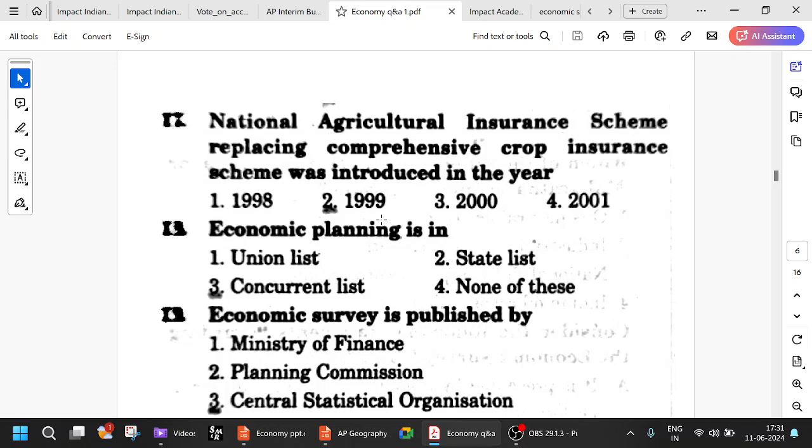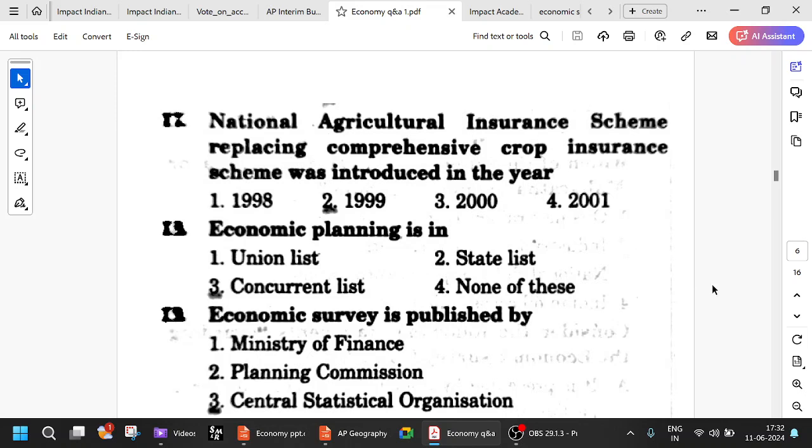In 2002, the Agriculture Insurance Company came and took over NAIS. Later, NAIS has been modified. The weather based crop insurance and all those things have been taken over by Fasal Bima Yojana. Launched in 2016, Fasal Bima Yojana is the central government's crop insurance scheme. So the National Agricultural Insurance Scheme and all these things have been replaced by Fasal Bima Yojana.